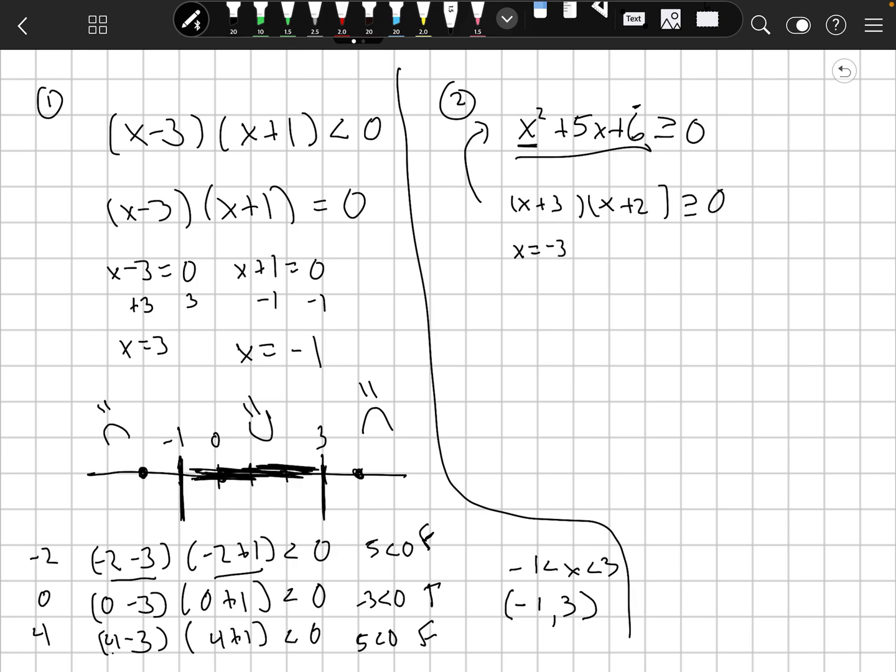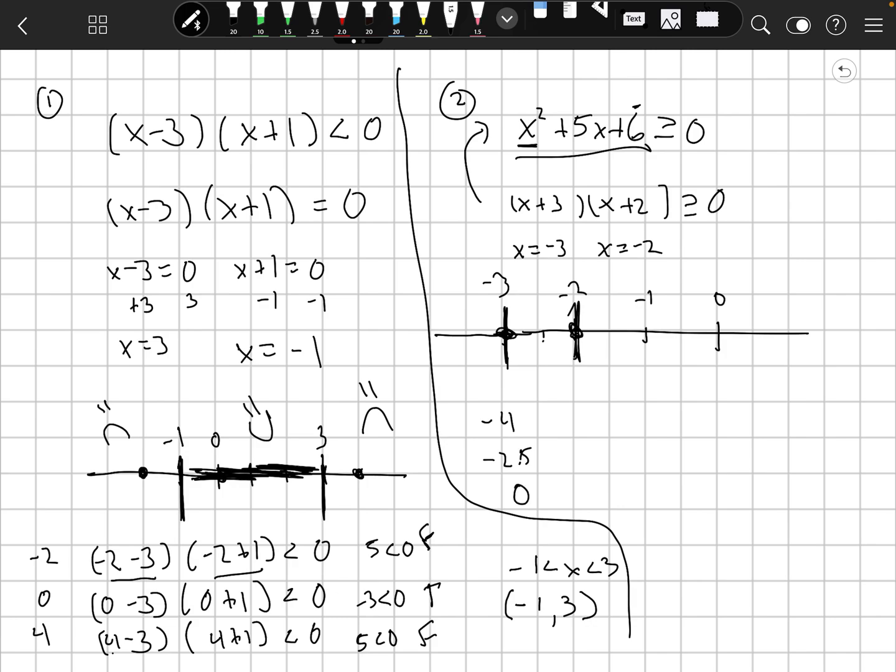X is going to equal negative 3, x is going to equal negative 2, and let's go ahead and just kind of plot that on a number line. So if this is 0, negative 1, negative 2, negative 3, like that, and we've got that there and that there. Those are kind of our boundaries. So let's pick some numbers, maybe negative 4, negative 2.5, and 0.